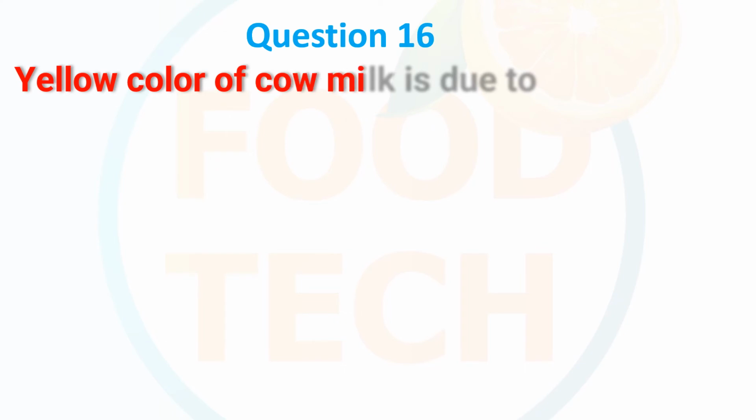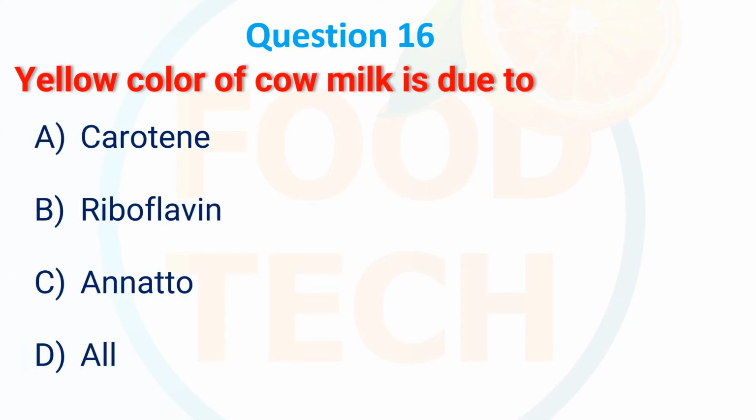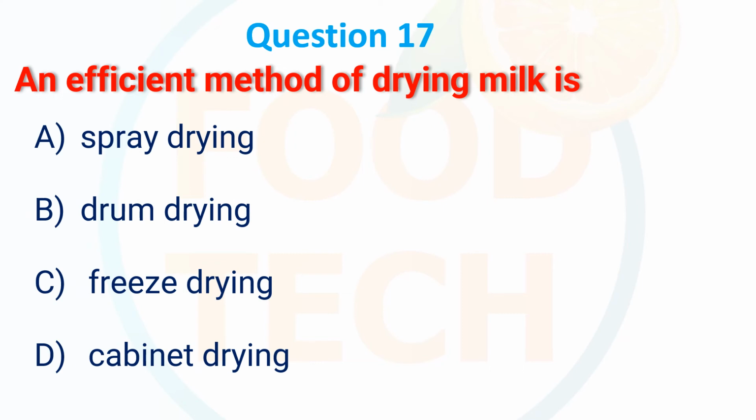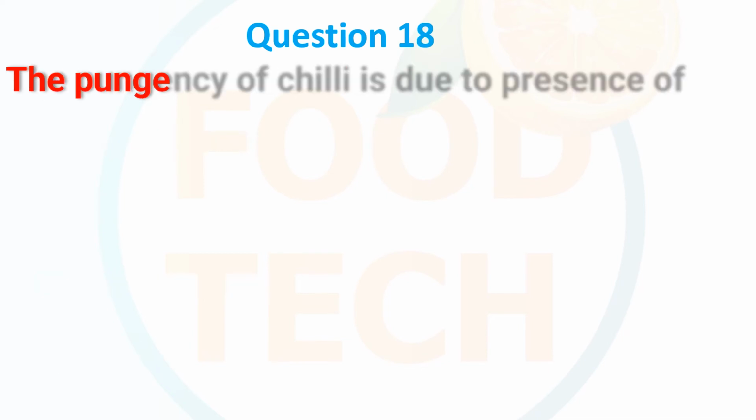Yellow color of cow milk is due to: A, carotene. B, riboflavin. C, annatto. D, all. The answer is A, carotene. An efficient method of drying milk is: A, spray drying. B, drum drying. C, freeze drying. D, cabinet drying. The answer is A, spray drying.